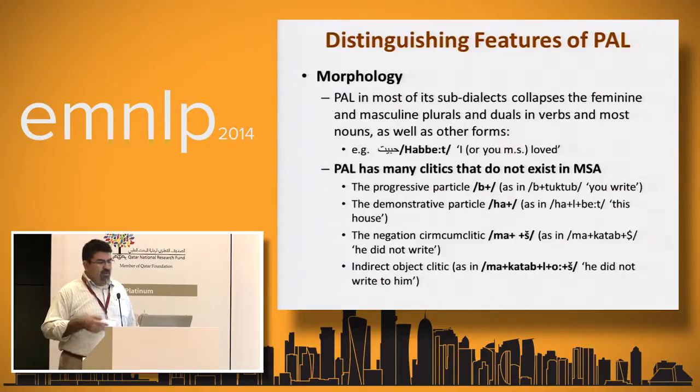In terms of morphology, you get a lot of collapse in the verbal paradigm, so the size of the paradigm for the verb, the number of forms that you have, is a lot smaller compared to standard Arabic. This is very similar to most other dialects, actually. And there are also additional clitics, like the progressive b, the demonstrative particle h that attaches to various nouns, and then the negation with the mesh circumclitic that is also a main part of Egyptian Arabic also.